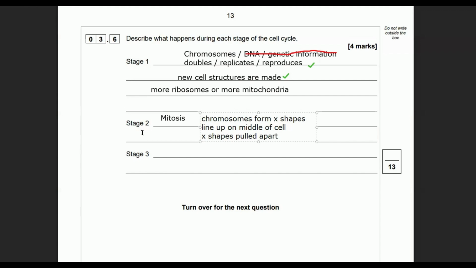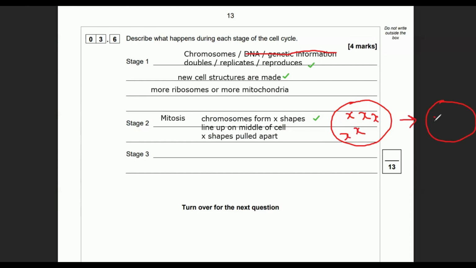So there's a bunch of things you can say that would describe mitosis, but essentially mitosis is when this happens. Mitosis is when the chromosomes form like X shapes. They're kind of random at first, like this, but then they line up in the middle of the cell like that. And then the chromosomes pull apart. So you could have described any of this. They then pull apart the different arms, going to different ends of the cell.